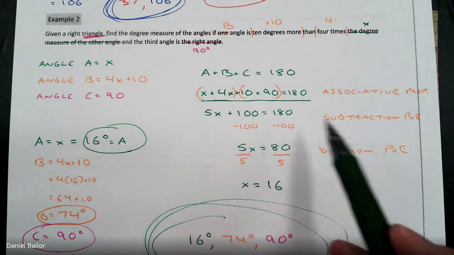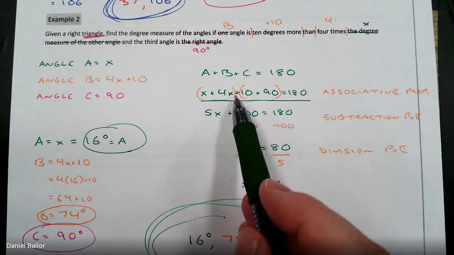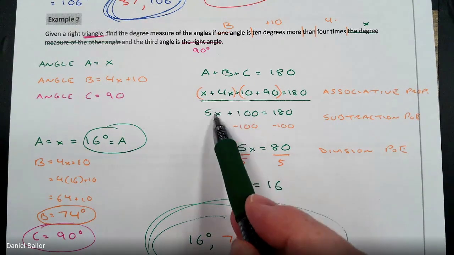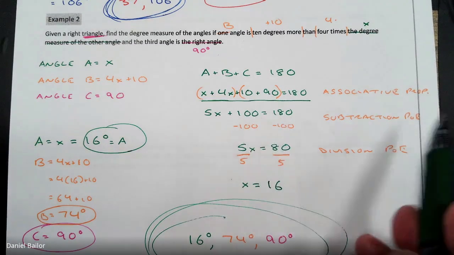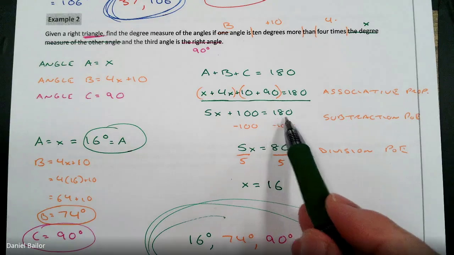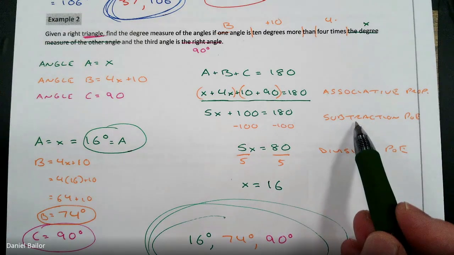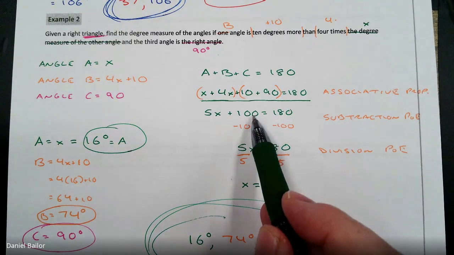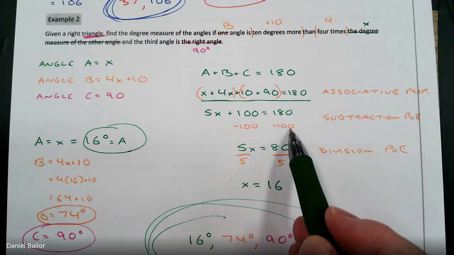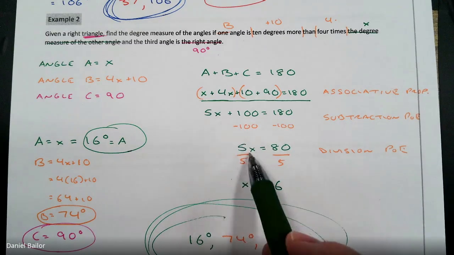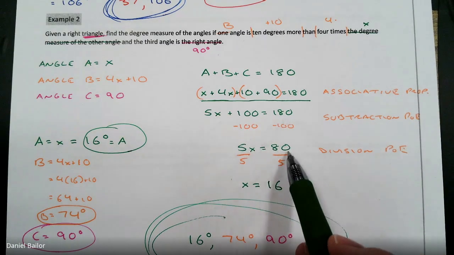Then I start combining. I use the associative property to group the x's together to make 5x, and the 10 and 90 together to make 100. And it still equals 180. Then I use the subtraction property of equality to get this 100 gone. If I take away 100 from this side, I have to take 100 away from this side. So I keep the 5x right here, and the 180 turns into 80.